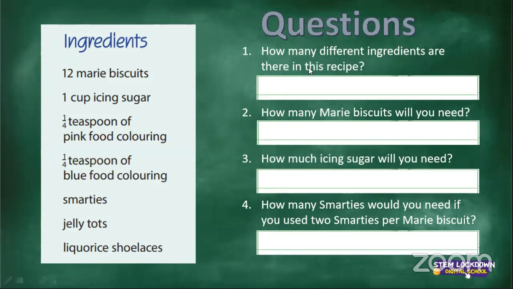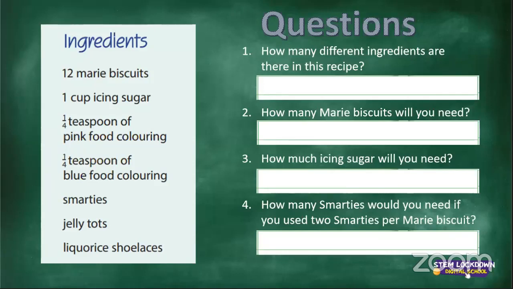Number 1, how many different ingredients are there in this recipe? Please type out the full sentence, guys, because in the exams, you have to write a full sentence. So I'm not going to even look at your answers if there's just a number.